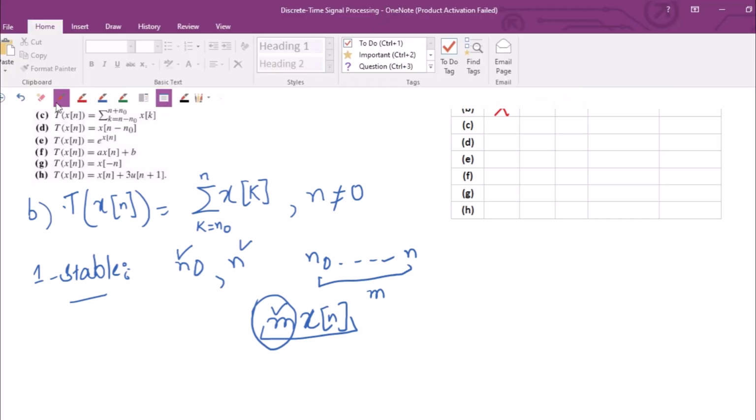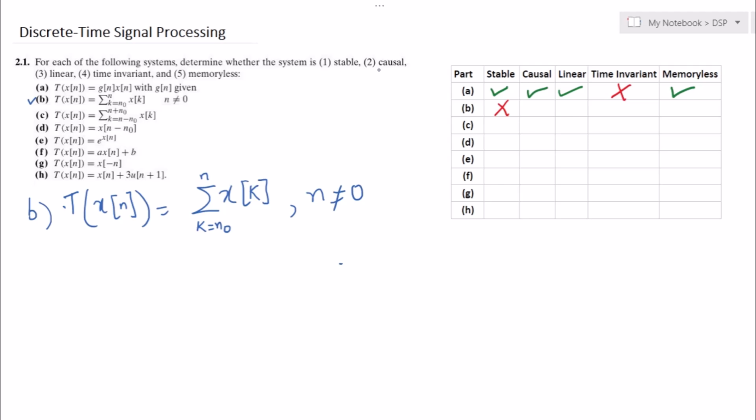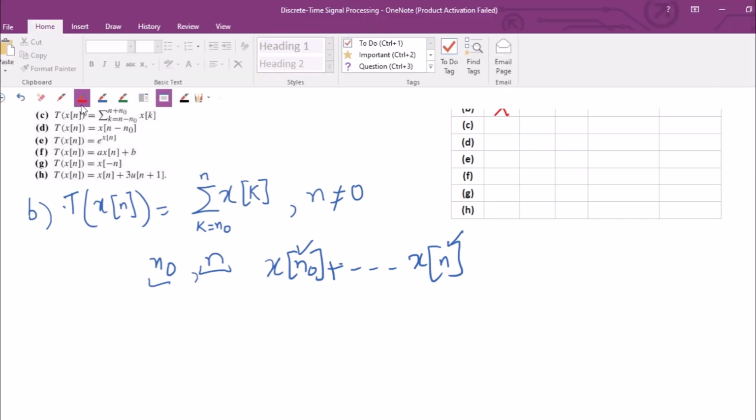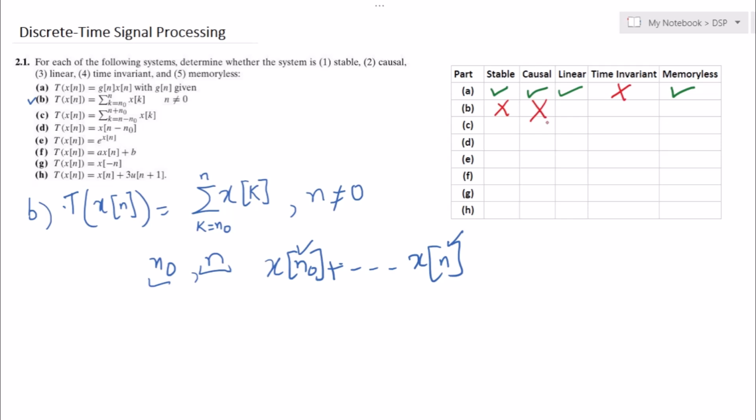So now let us remove it. Now in part B, we have to see whether this is causal or not. Again, we don't know whether this n0 is before the present value or after the present value, and therefore this x of n0 will start from here and it will be added up to x of n. We don't know whether these are negatives, these are positives or whatsoever. So we cannot say anything about its causality, so the system we have here is a non-causal system.